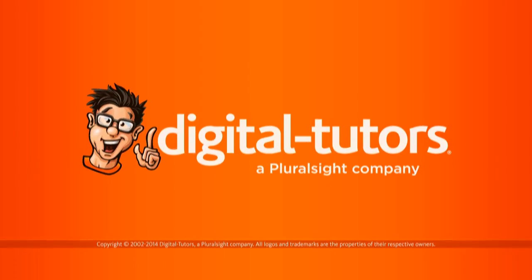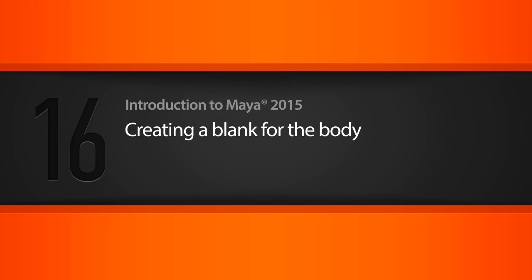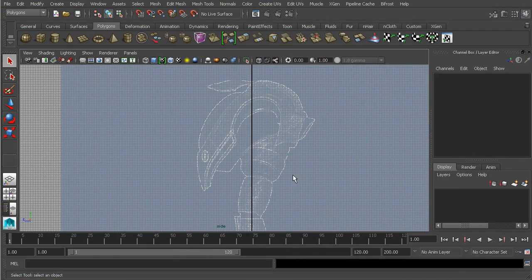In this lesson, let's begin our model by creating a blank for the body. So let's open up the scene file we left off with our image planes in place. What we want to do is just create a piece of geometry that encompasses this overall egg shape that we have for the body.